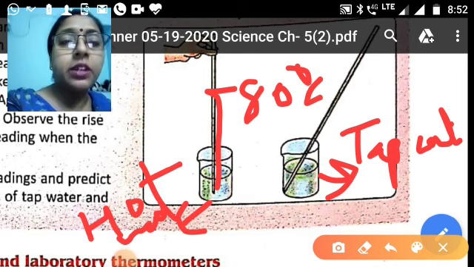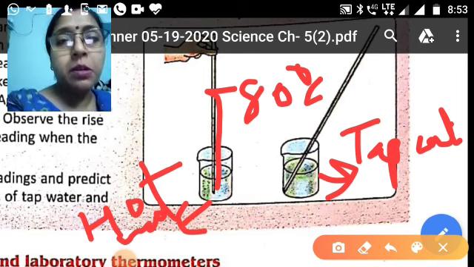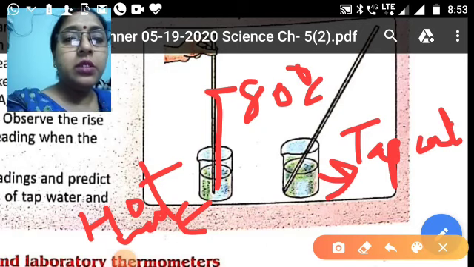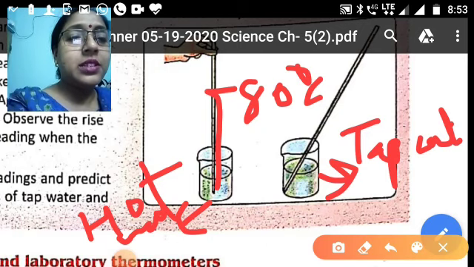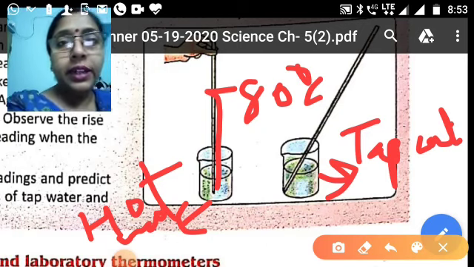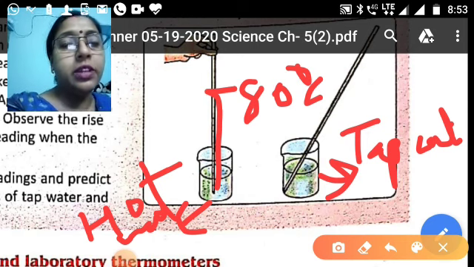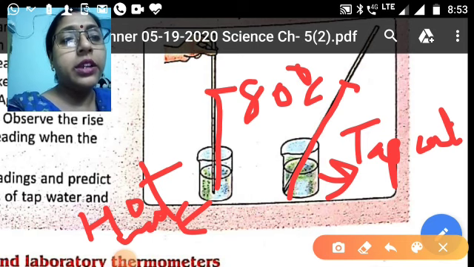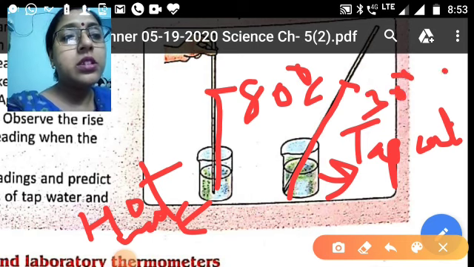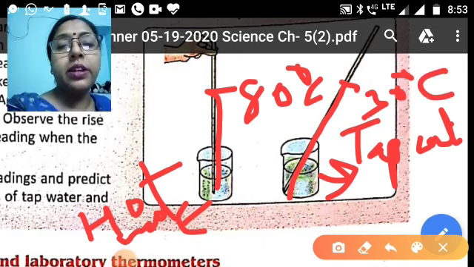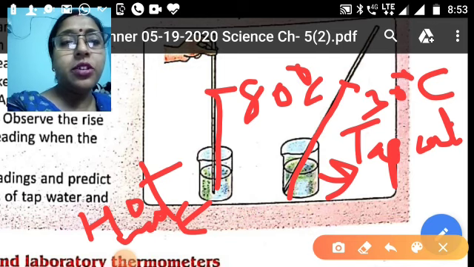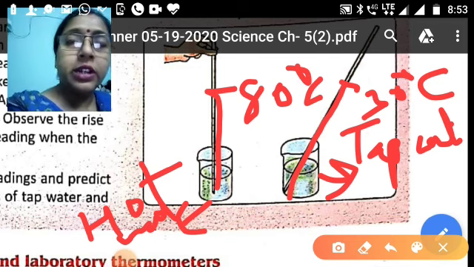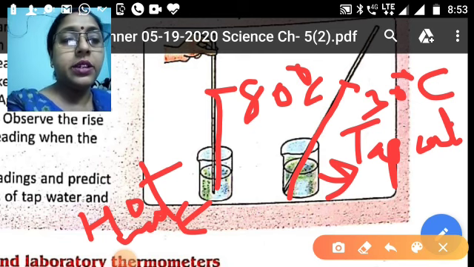And always remember, keep the thermometer vertical. And in the second case, if we are reading the normal tap water, the laboratory thermometer will go just up to 30 degrees Celsius, between 30 to 40 degrees Celsius. So this is the normal temperature, I think just below 30 degrees or just above 30 degrees.